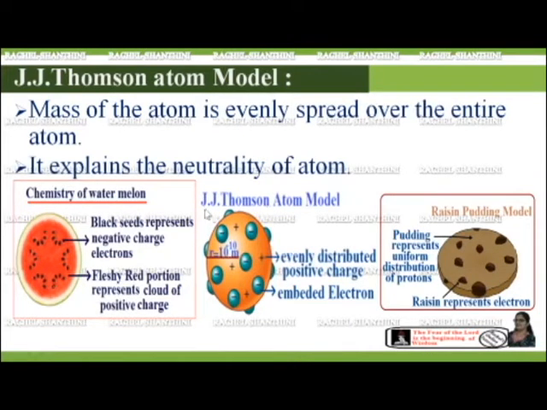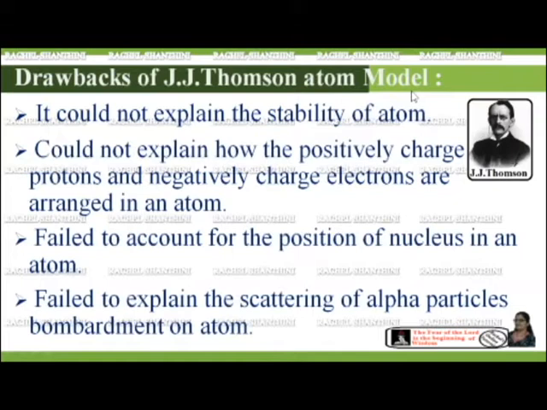Though J.J. Thomson was the first to propose the structure of the atom and it explains the neutrality of the atom, his model has some drawbacks. Drawbacks of J.J. Thomson's atom model: His atom model could not explain the stability of the atom, and it could not explain how the positively charged protons and negatively charged electrons are arranged in an atom. It failed to account for the position of the nucleus in an atom and failed to explain the scattering of alpha particle bombardments on atoms.